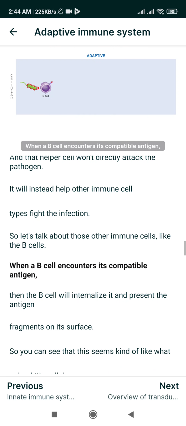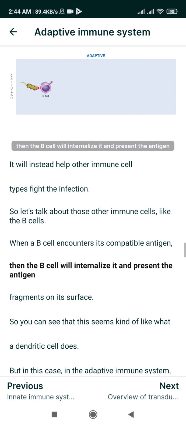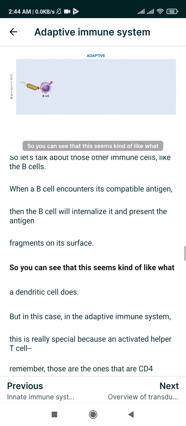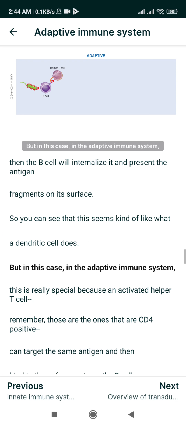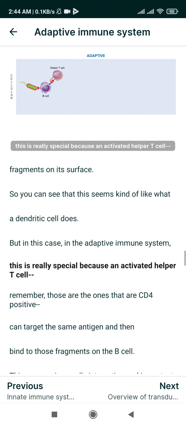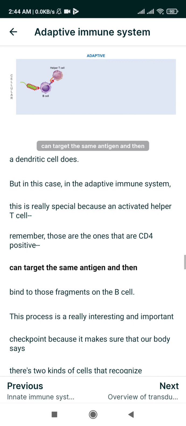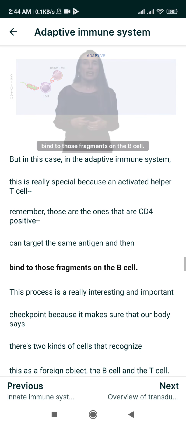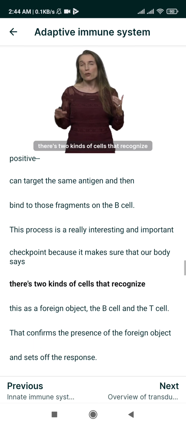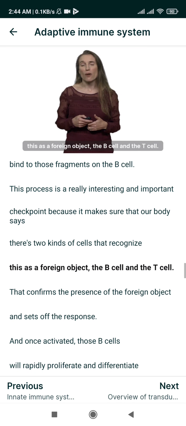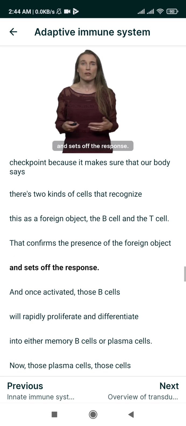When a B cell encounters its compatible antigen, then the B cell will internalize it and present the antigen fragments on its surface. So you can see that this seems kind of like what a dendritic cell does. But in this case, in the adaptive immune system, this is really special because an activated helper T cell, remember those are the ones that are CD4 positive, can target the same antigen and then bind to those fragments on the B cell. This process is a really interesting and important checkpoint because it makes sure that our body says there's two kinds of cells that recognize this as a foreign object, the B cell and the T cell. That confirms the presence of the foreign object and sets off the response.